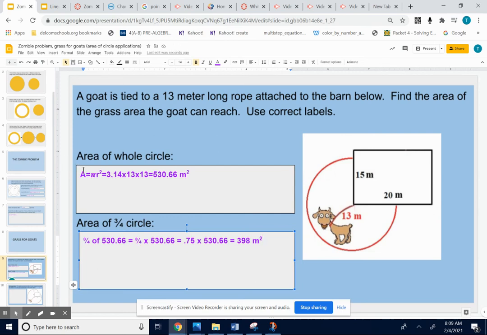We found the area of the whole circle by taking pi times r squared. And then after realizing there's only 3/4 of that circle, we need to take 3/4 of that area, which is 3/4 times that area. 3/4 is really 0.75, and you end up with 398 square meters.